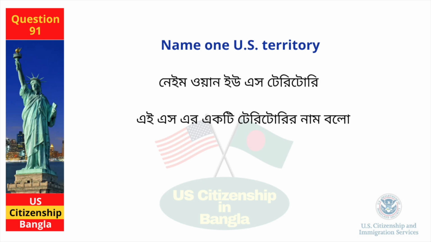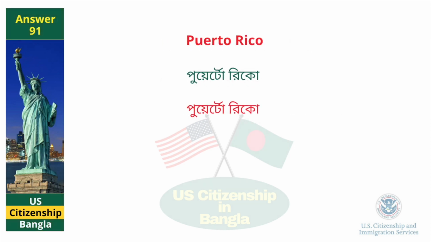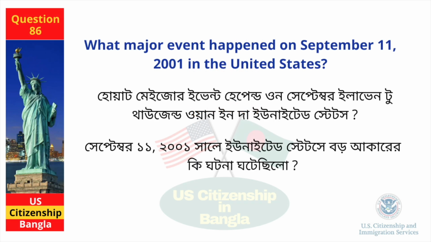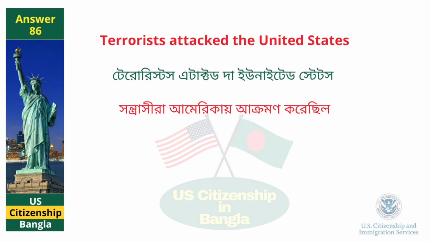Name one US territory. Puerto Rico. What major event happened on September 11, 2001 in the United States? Terrorists attacked the United States.